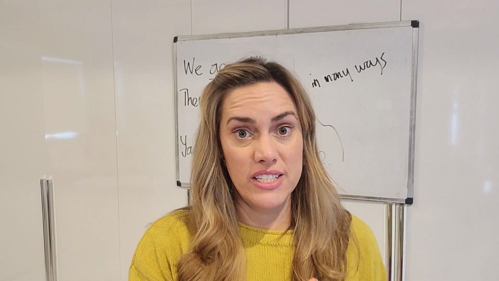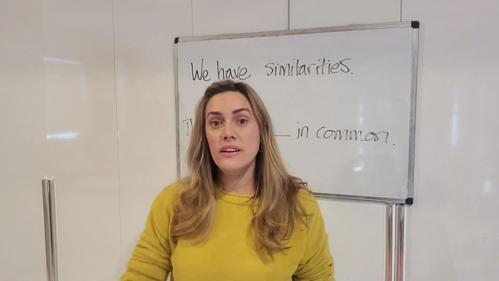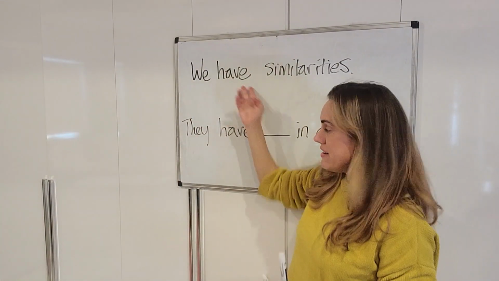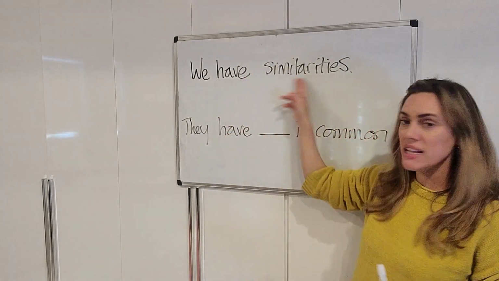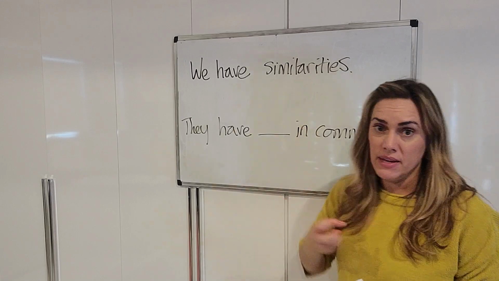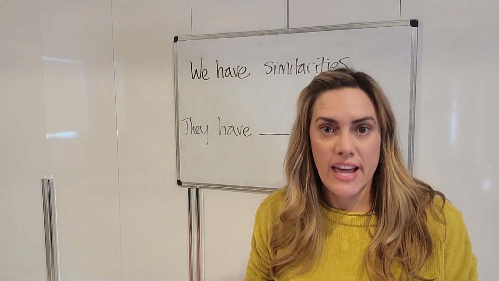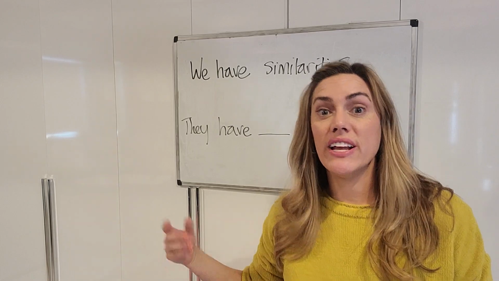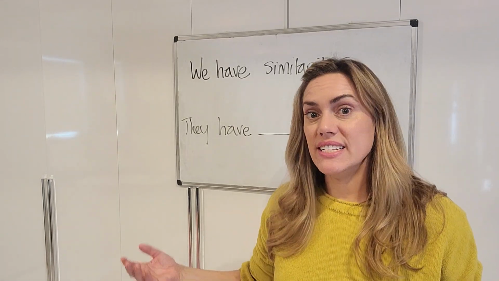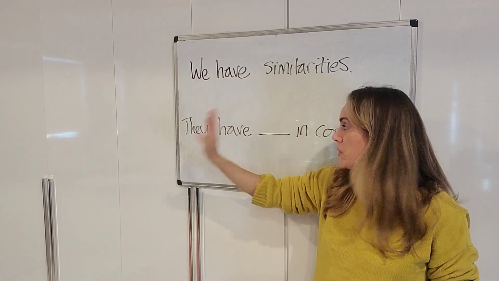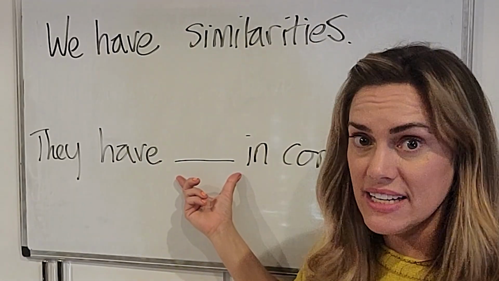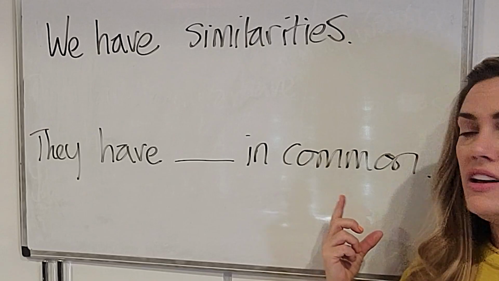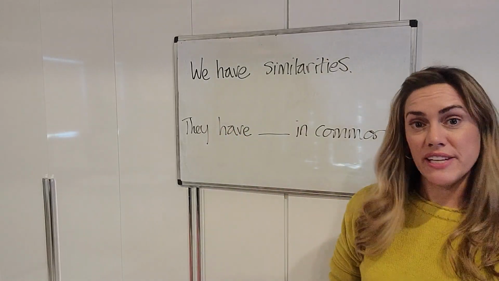So now let's look at the ones with the word have plus a noun or a phrase. Okay, so here we have the examples with have, right? And then a noun here. So we have similarities. Similarities, that means they are things that are the same, and it's a noun. A similarity, many similarities. We have similarities. Or you can say they have whatever it is that is similar in common. So they have jobs in common.